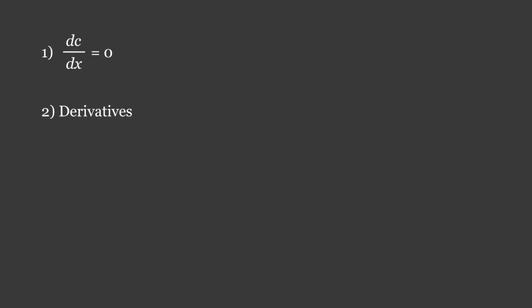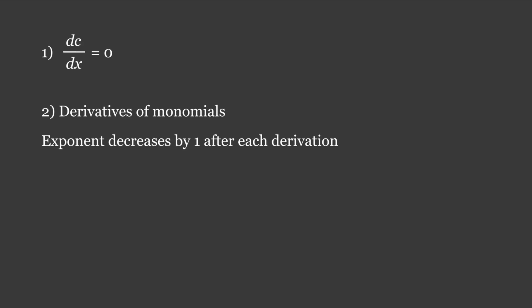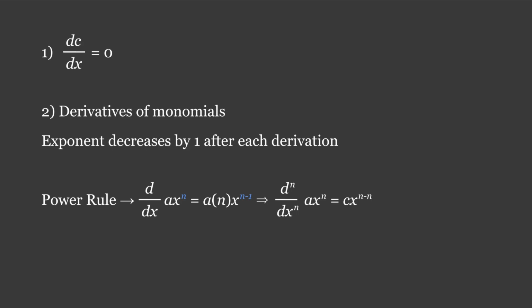Second, if we look at the derivatives of monomials, we can see that the exponent decreases by 1 after each derivation. This is commonly known as the power rule. d over dx, a x to the n, equals a n x to the n minus 1. Notice that the degree has gone from n to n minus 1, implying that under n repetitions, the exponent of x will become n minus n, which equals 0, and we will be left with some constant c as the coefficient. Therefore, the monomial will transform into a constant function.